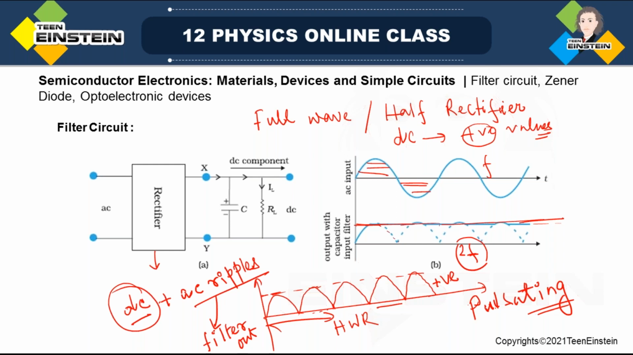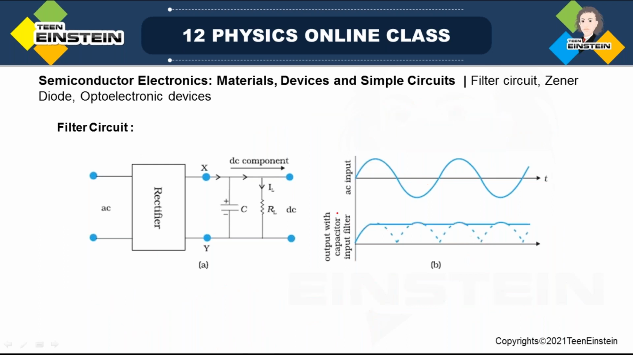So how to do it? So this is the rectifier output. I'll clean everything and I'll write. So what we have seen is that the rectifier output is equal to DC plus AC ripples.